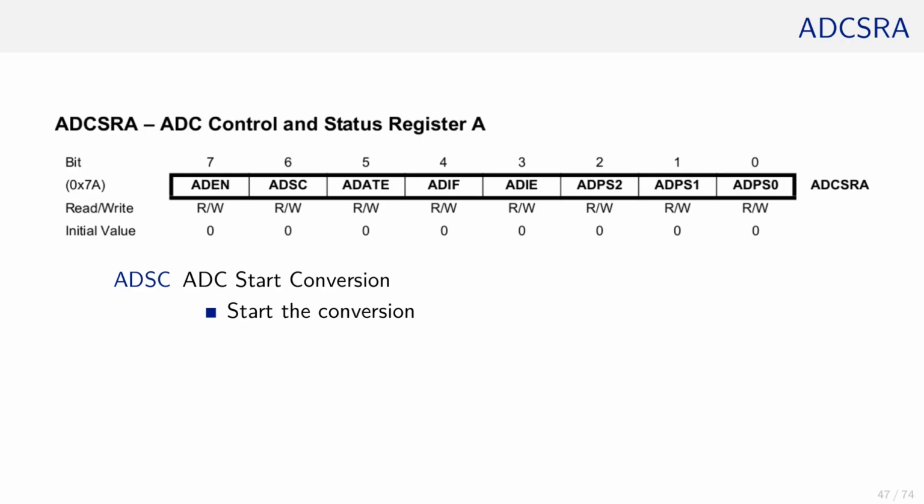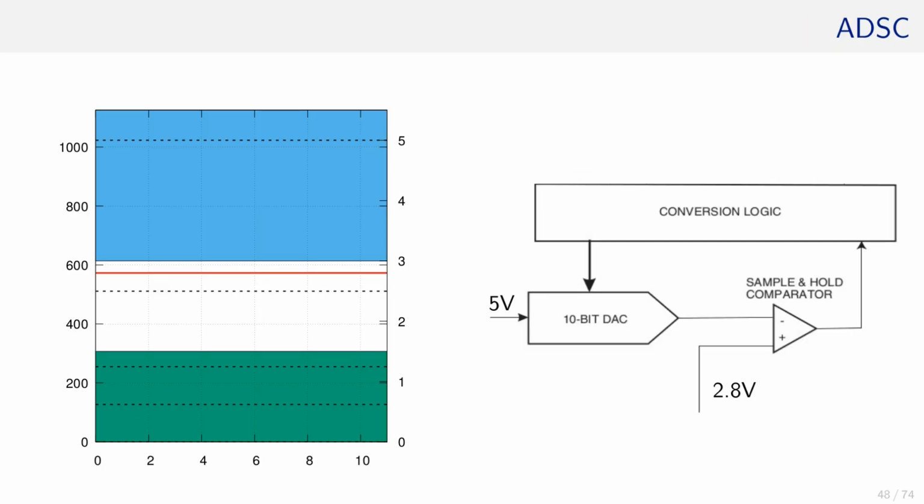The next bit is the ADC start conversion bit. If the ADC is enabled, setting this bit to 1 will start the sampling from the selected input. What will happen if this bit is set? Let's say the reference voltage is 5 volt and the input voltage that is to be measured is 2.8 volt.